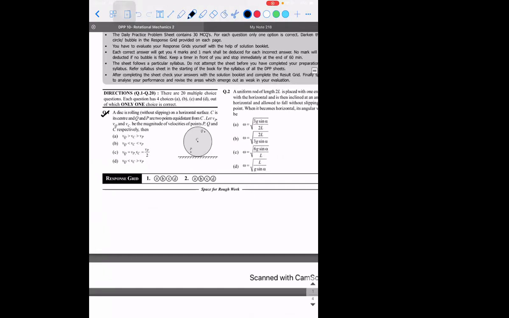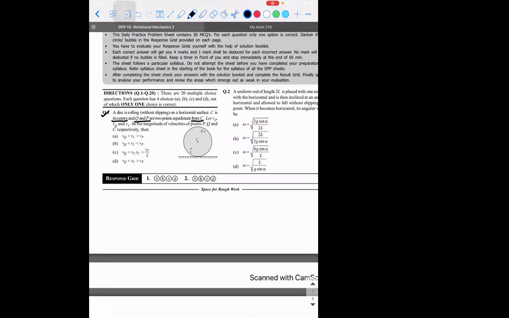So question number 1. A disc is rolling without slipping on a horizontal surface. C is its center. Q and P are 2 points equidistant from C. Let VP, VQ, and VC be the magnitude of velocities of points P, Q, and C respectively. Then which of the following is right?